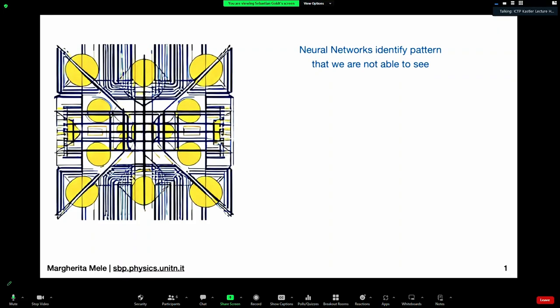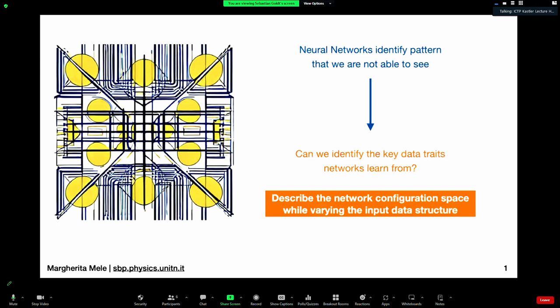So we know that networks are really clever at identifying patterns and correlations in input data. In order to understand how they do it, maybe we can try to find which are the key properties of the data that the network uses to establish those correlations. And in order to do so, we want to characterize the configurational space of the network and understand the way in which it changes when we modify the properties of the input data.